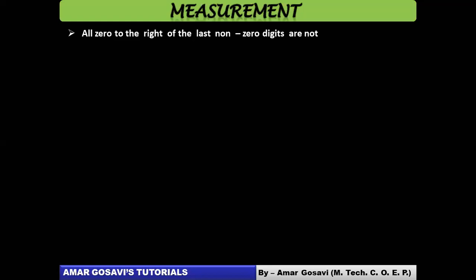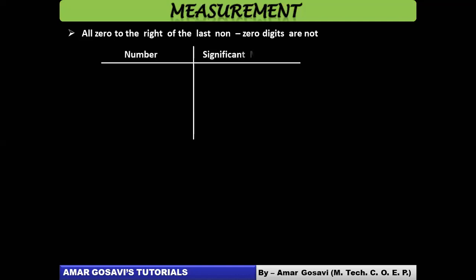Very interesting. Okay, be focused now. The next rule says: all zeros to the right of the last non-zero digit are not significant. Complicated statement. With the help of some examples, we would be able to understand what's there in the statement. What they say is, all zeros to the right of the last non-zero digit. Last non-zero digit. All zeros to the right of the last non-zero digit are not significant.